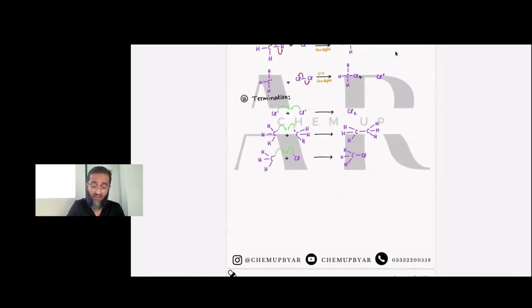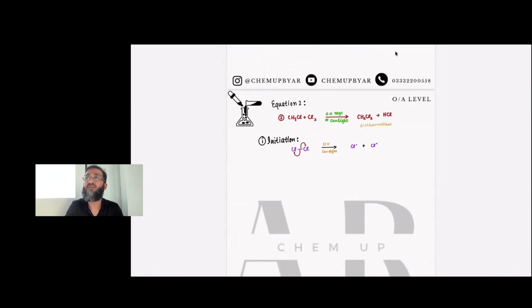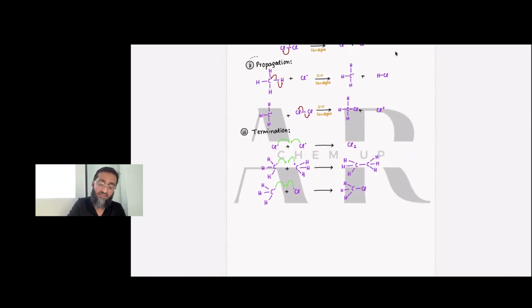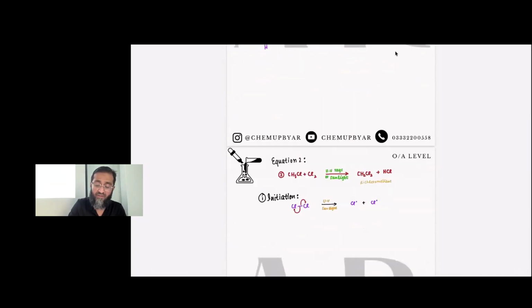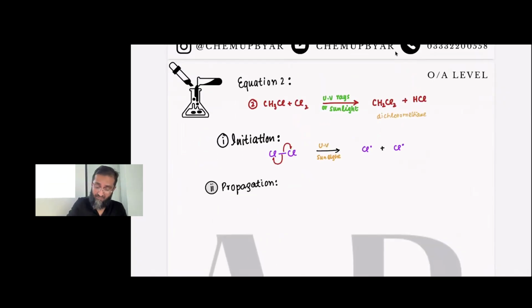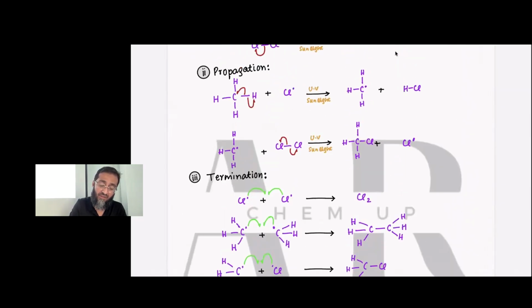Okay, so after initiation, the next stage is propagation. Who will tell me what will be the first equation of the propagation step? Okay. Because we have this molecule right now, CH3Cl. So let me take this one and make changes to this one.